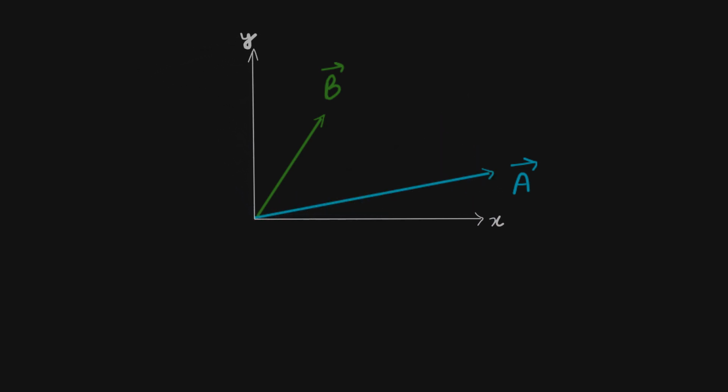There is a geometrical way to calculate the dot product of the two vectors. It is the product of the lengths of the two vectors and the cosine of the angle between them. But why?